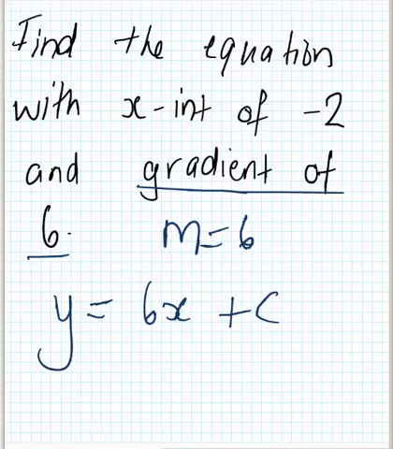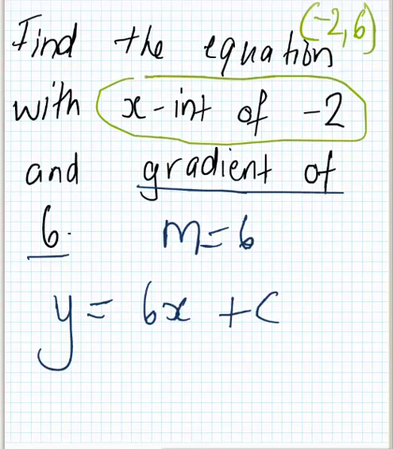But is there a point given to us? I don't see a point like negative 2 and 6. Do you see a point anywhere? No, but you have to be careful and read it. Find the equation with an x-intercept of negative 2. That is a point. And we know with the x-intercept, y has to be 0. So we have negative 2 and y is 0. And there is a point in this bit of information.